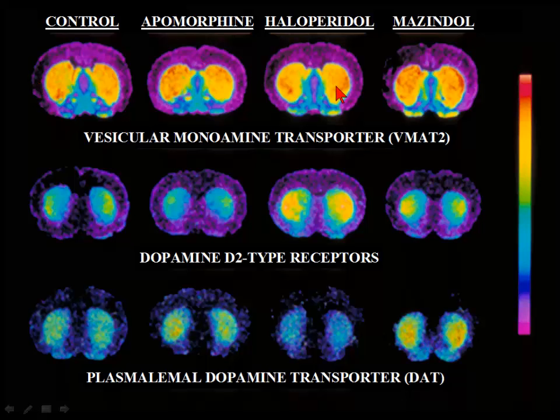So what you see represented here in the top row is VMAT2 binding. The vesicular transporter is not changed by exposure to any of these drugs for several weeks, whereas dopamine D2 receptors are known to up and down regulate. So if we agonist stimulate the receptors, they down-regulate their numbers. If we antagonist treat, they upregulate to try to compensate.